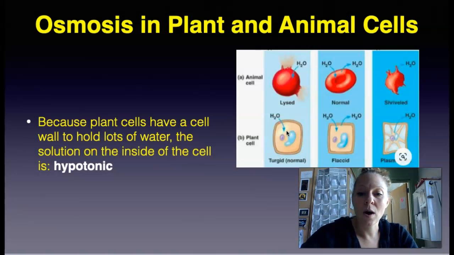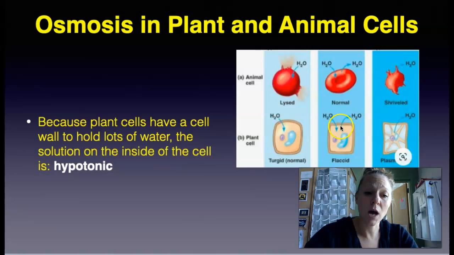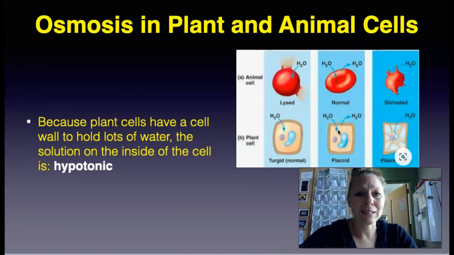And so we don't want a flaccid cell, and we don't want a shriveled cell either for a plant cell. And so this right here, an isotonic solution, would make the plant a little bit wilted and sad, and then this would just outright kill the plant.